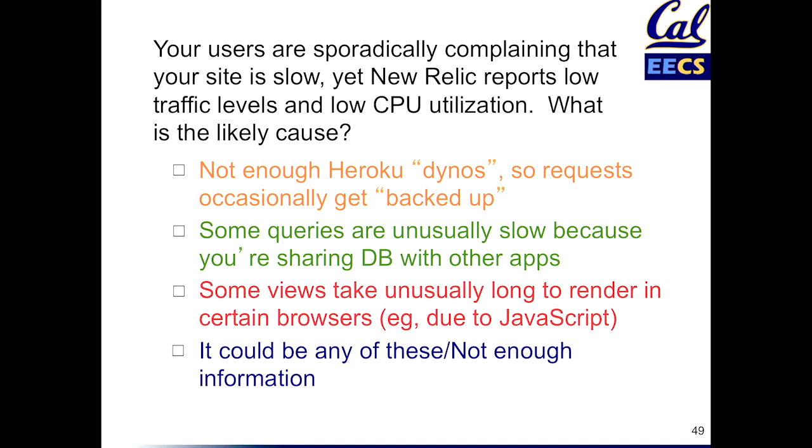So, last question to wrap up our discussion of DevOps. Your user is sporadically complaining that your site is slow, yet you've got New Relic monitoring turned on, and it's reporting that the traffic levels aren't anything unusual, CPU utilization is nothing unusual. What is the most likely cause?